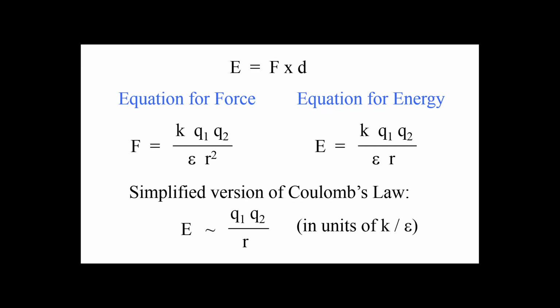To make those comparisons, we can use a simplified version of Coulomb's law. Energy equals Q1 times Q2 over R. While this won't give us energies in traditional energy units, remember that we will be comparing scenarios, so the actual units don't matter.